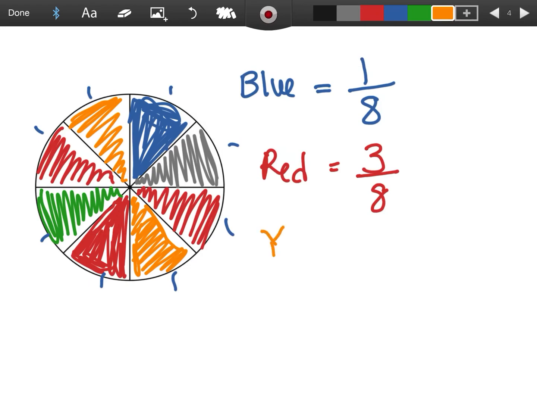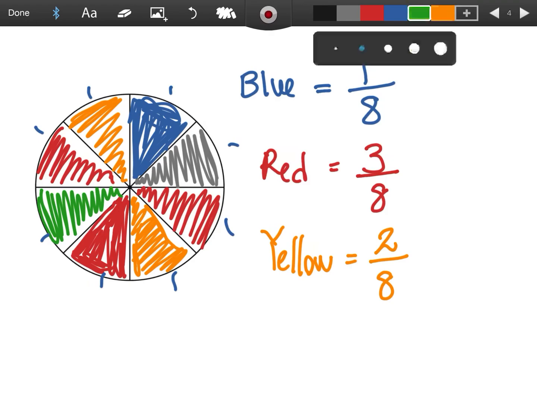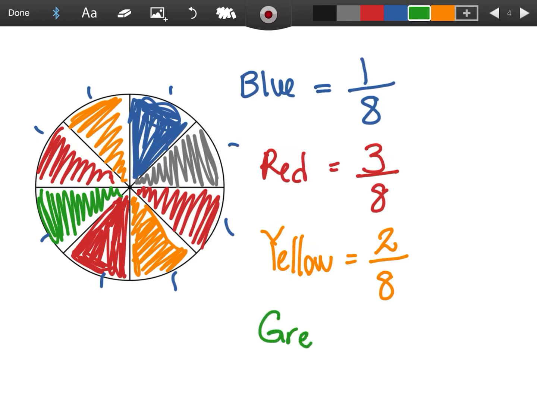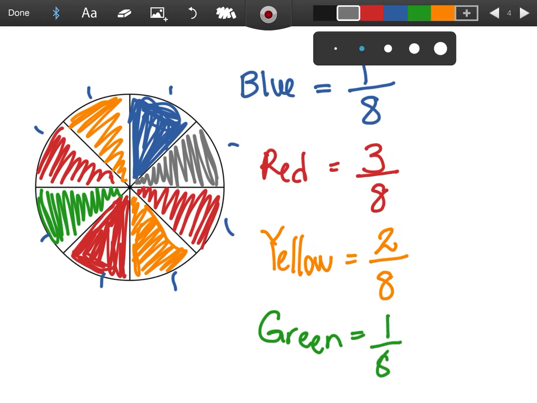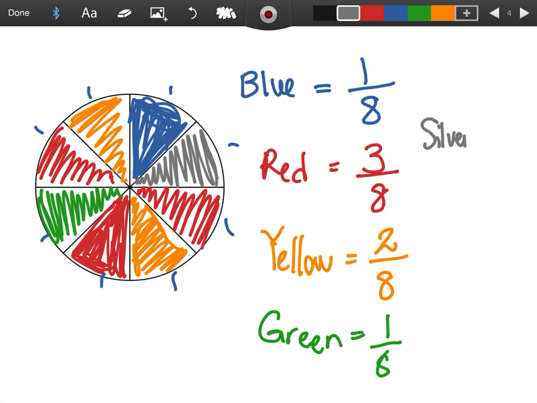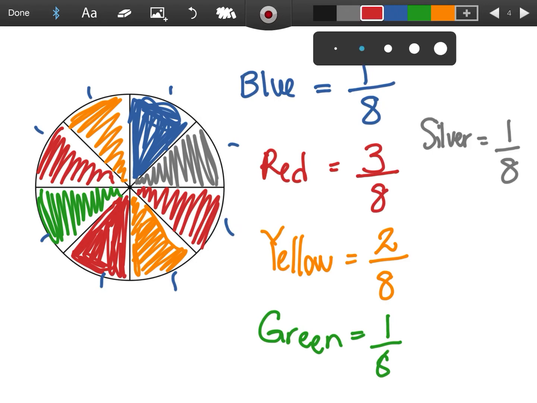Then we move on to this yellowy orange color. I'm going to call it yellow. And we're going to say there's still only 8 places. 2 of those are yellow. And we got 2 more. Green has 1 out of those 8 spots. And let's just go fancy and call this silver. It also has 1 out of 8 spots. So we can actually see by looking at these fractions that the most likely one is red, and we should also visually look at our spinner and see that it is also red.